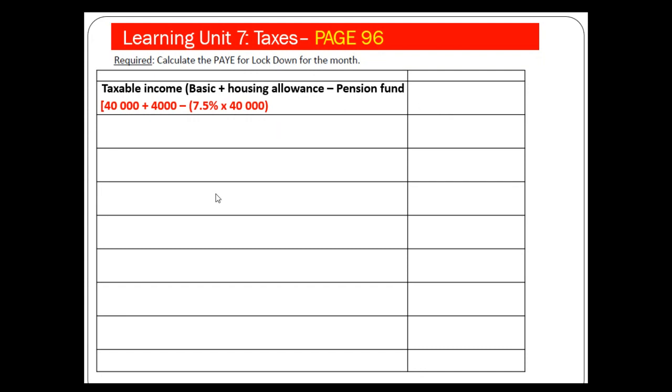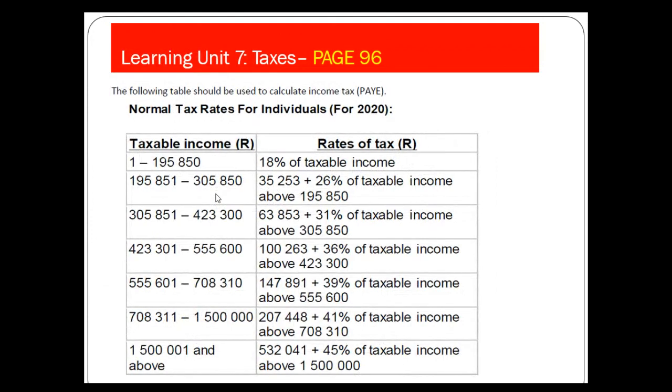Let me go back. And let's see if we can check the table here. 492,000 falls within the fourth category. 1, 2, 3, 4. It falls between 423,301 and 555,600. This means that Mr. Lockdown is going to pay 100,263 plus an additional 36% of the taxable income above 423,300. Can you see? This 423 is going to be used to calculate. So I'm going to show you how to use this. But what I know at the moment, he's going to pay 100,263 plus 36% of the amount above 423,300. What do we mean by saying above 423,300? It means we're going to look at the annual amount that he has, and we're going to minus what? 423,300.